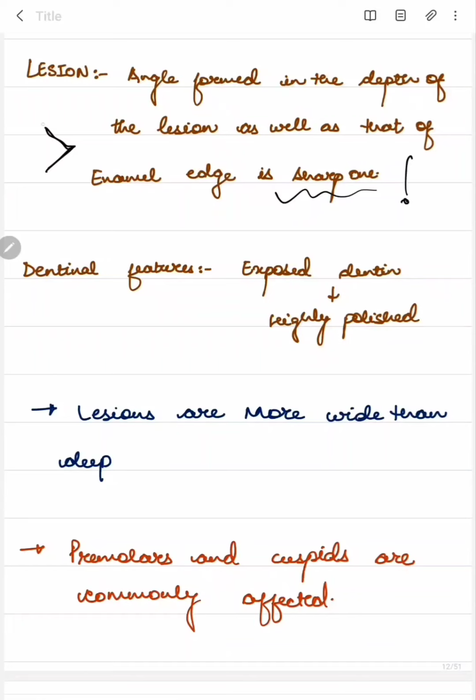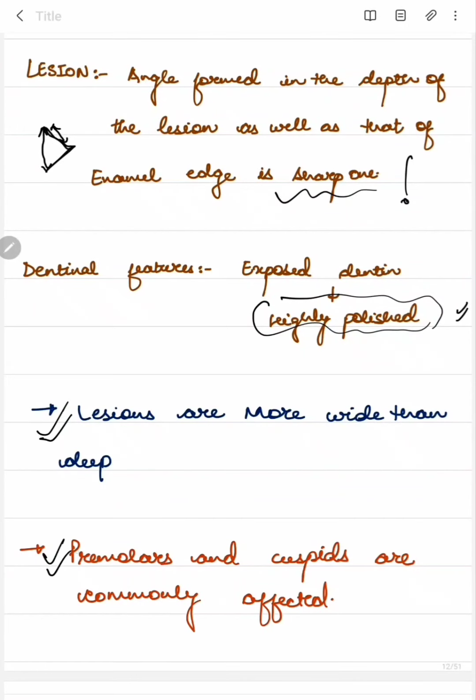So lesions are basically wider, right, than deep, right? So these lesions are basically wider than they are deep. So dentinal features, as the dentine is exposed, the exposed dentine is highly polished in nature, right, in toothbrush abrasion.